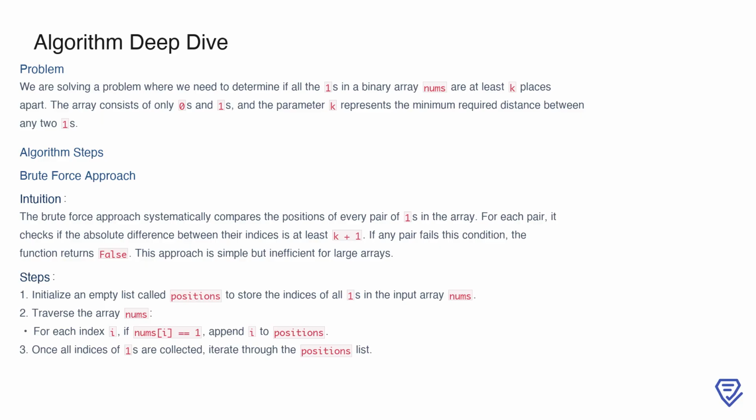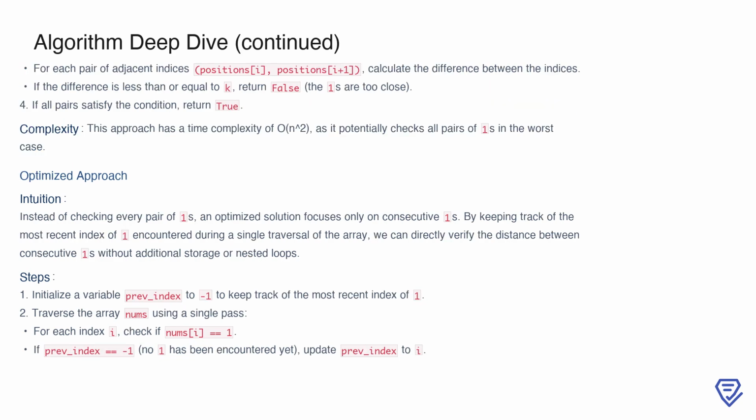The steps involve creating a list to store the indices of all 1s, traversing the array to populate this list, and then iterating through the list of positions to perform the necessary checks. While straightforward, this approach is inefficient for large arrays due to its nested comparisons, leading to a time complexity of O(n squared).